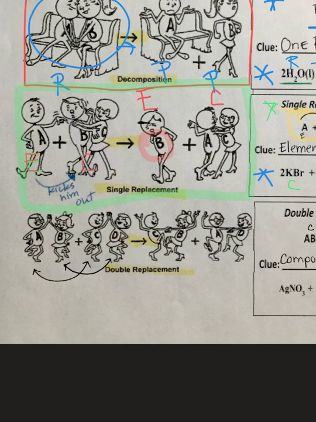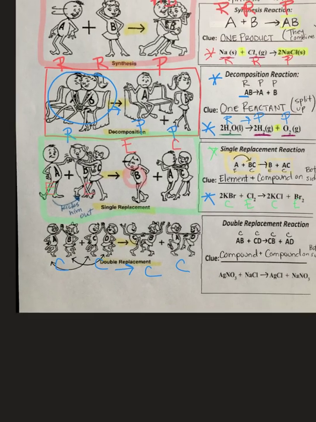So, this is a compound, this is a compound, and then after the arrow, this is a compound and this one is a compound. This is the only reaction that you will see that has two compounds on both sides. So that's your clue to be able to identify it.